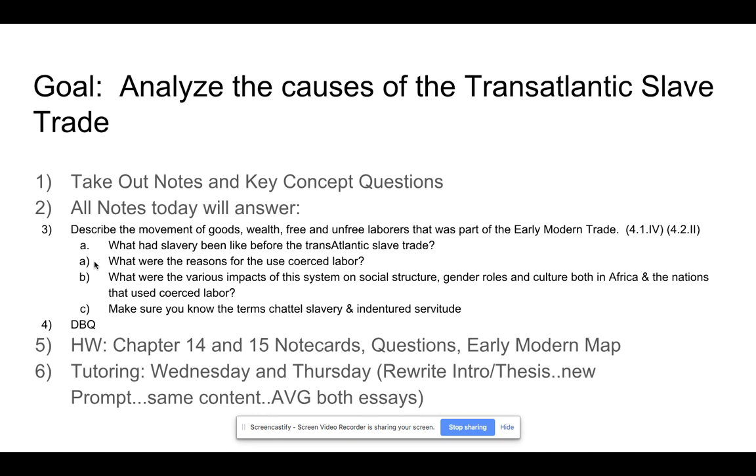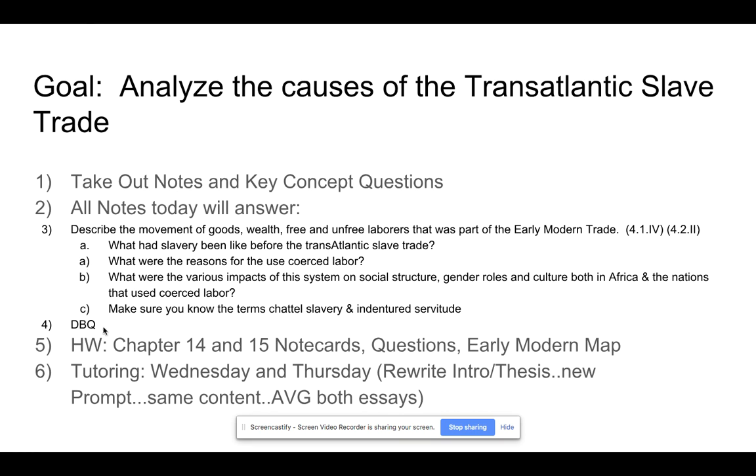But what had slavery been like before the transatlantic slave trade? What were the reasons for it? As well as, more importantly, how did it play a role in terms of the social structure, gender roles, and culture in both Africa and the nations that were involved in it?